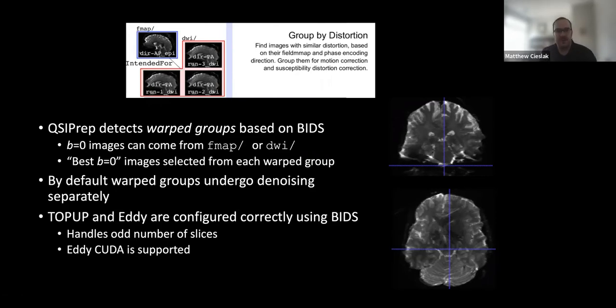And by default, the warped groups undergo the initial denoising steps, which are the next couple of slides, together before they're concatenated, and they're concatenated before they go into TOPUP and eddy. But you can also combine those images before you do denoising if you'd like. It's an option for users.